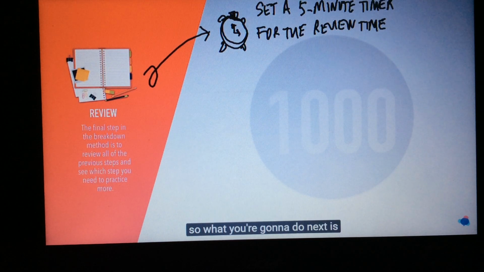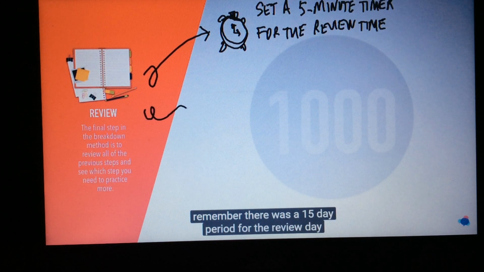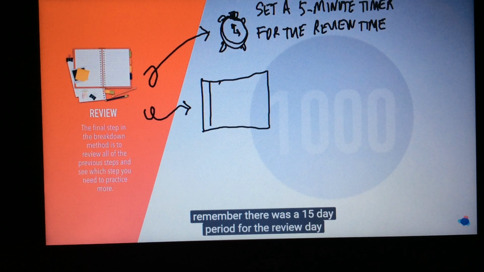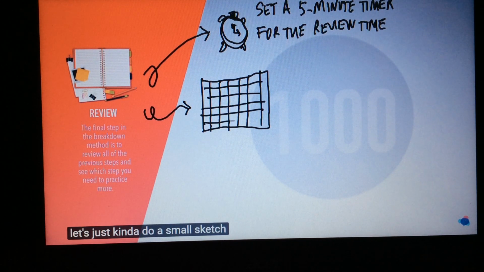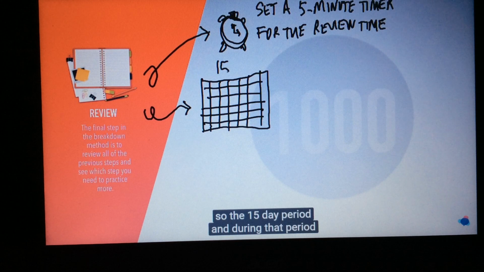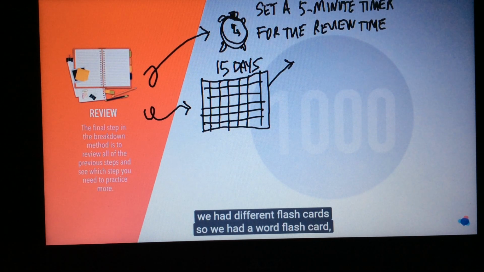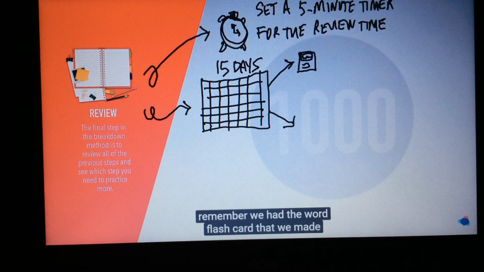All right? So what you're going to do next is, remember, there was a 15-day period for the review day, okay? So let's just do it real quick like this. I'm going to do a small sketch. So, in a 15-day period, and during that period, we had different flashcards. So, we had a word flashcard. Remember, we had the word flashcard that we made.